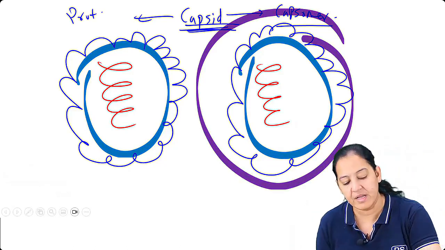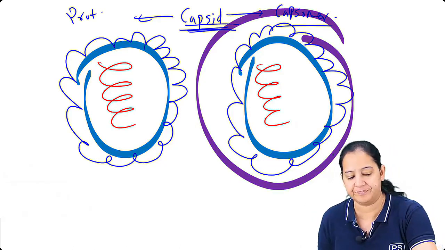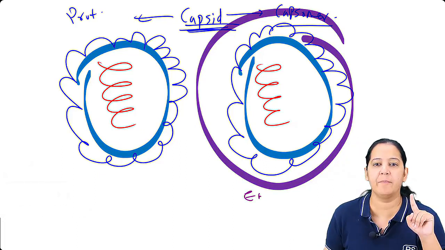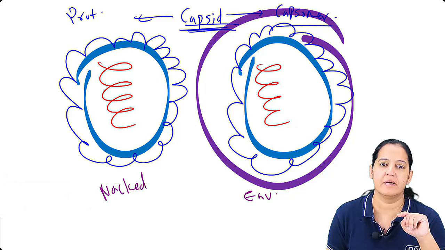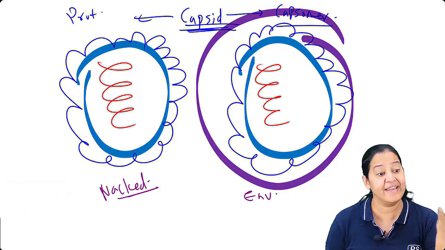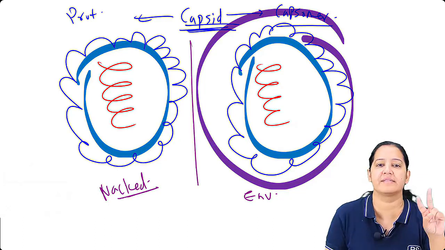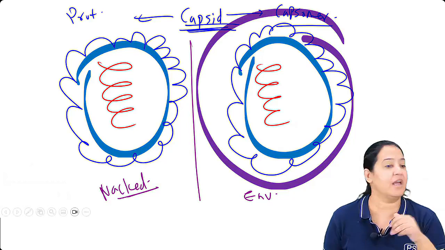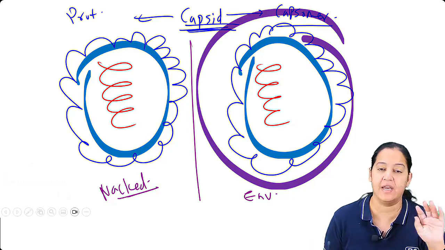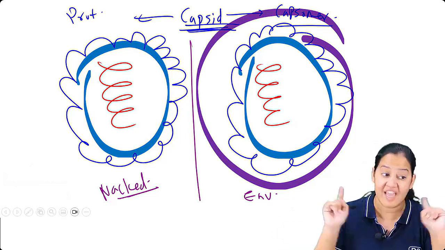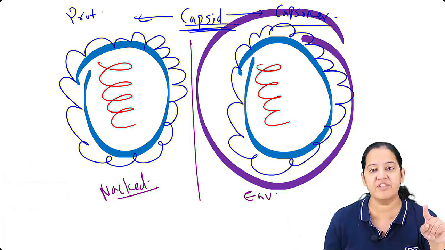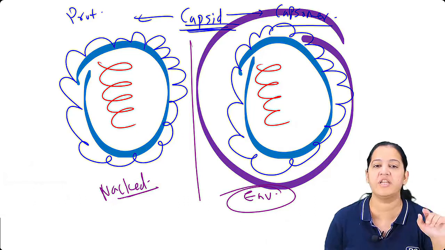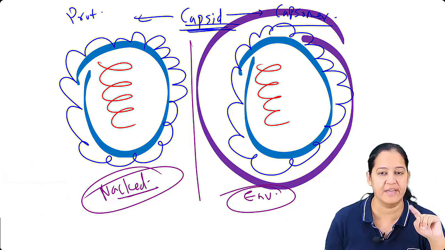Got my point? The viruses which have the envelope are known as enveloped viruses. The viruses which do not have an envelope are known as naked viruses. Don't say non-enveloped, say naked. So there are two types of viruses, naked and enveloped. The envelope is not compulsory, but the nucleic acid is present in both, and the capsid is present in both. That is the third thing.